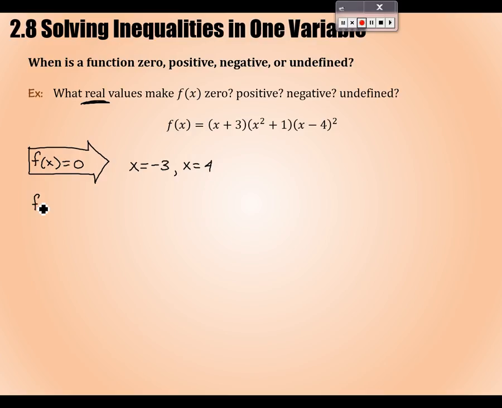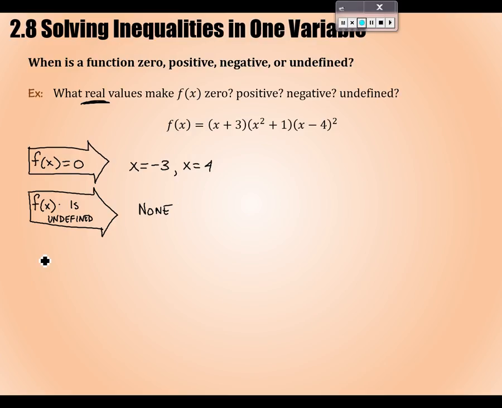Is there ever a time when f of x is undefined? Keep in mind that this is a polynomial. The question is, is there any x value that you can't plug in? Is there any x value that you can't input into this function and ask for an output? And the answer is no. There are none. All right.